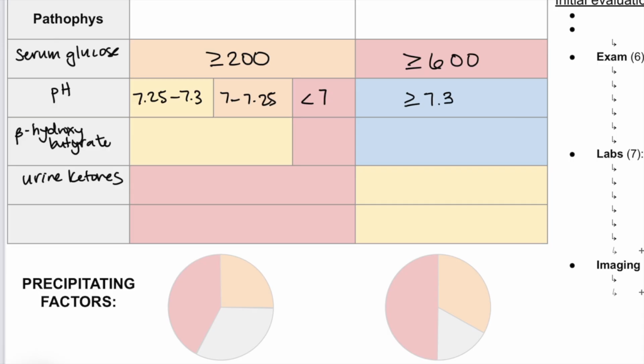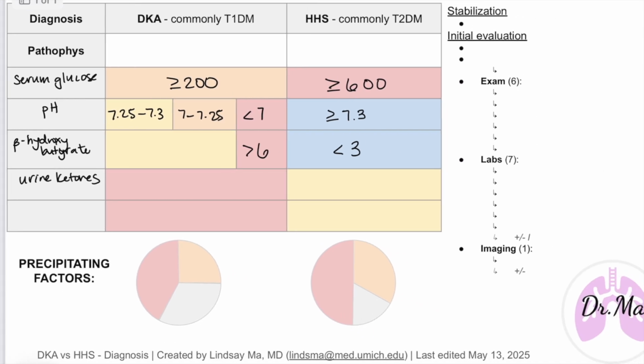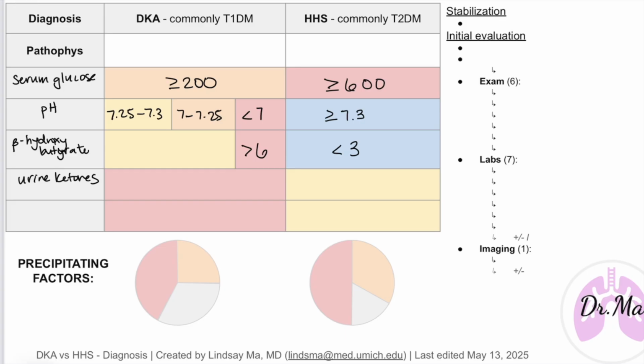Beta hydroxybutyrate is a ketone that we are able to measure in the blood. It should be normal in HHS with a level less than 3 and should be very abnormal, greater than 6 in severe cases of DKA, whereas it may be in an equivocal 3 to 6 range for mild and moderate DKA. Furthermore, we can look at ketones in the urine. This can be really helpful because ketones are frankly positive in the urine of a patient with DKA, whereas they may be small to normal in patients with HHS.